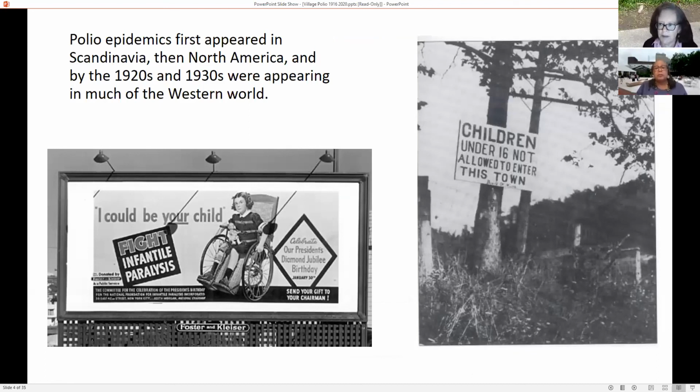So polio epidemics first appear in some Scandinavian countries and then in North America, and by the 1920s, after the major epidemic I'm going to talk about of 1916, it was pretty much a disease of most of the Western world. And one of the things you see in reaction to it are quite traditional responses by both the public and many public health officials.